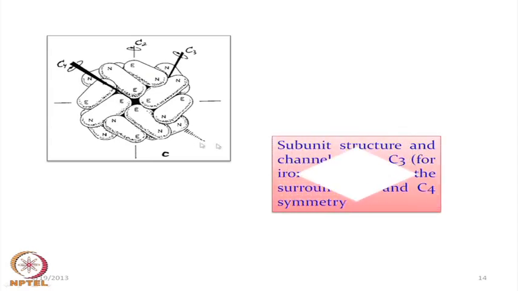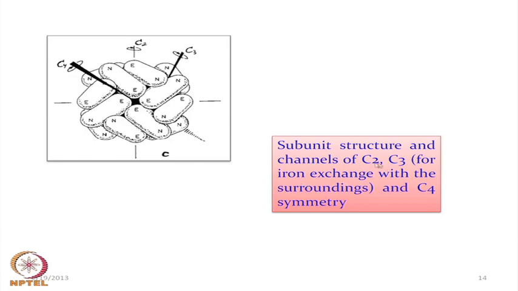So, this ferritin molecule gives rise to this lozenge type of structure, where we have 24 subunits. These protein subunits are there, and inside this we have the corresponding mineral core. We have the subunit structure and channels of C2 and C3 symmetry for iron exchange with the surroundings.